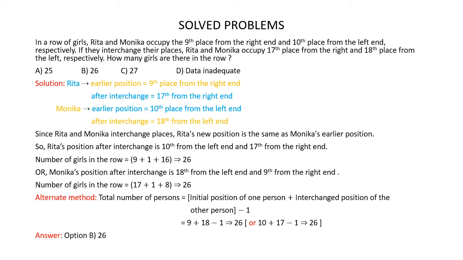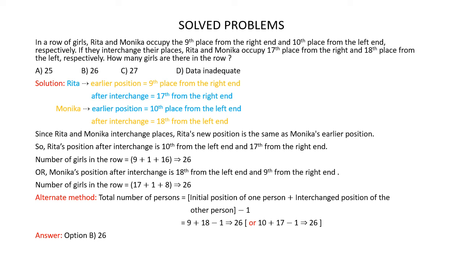So now we know that Monica's position after interchange is 18th from the left end and 9th from the right end. So the total number of girls in the row is 17 plus 1 plus 8, which is 26. That is, there are 26 girls in the row.